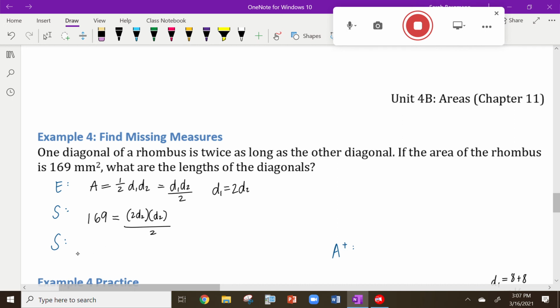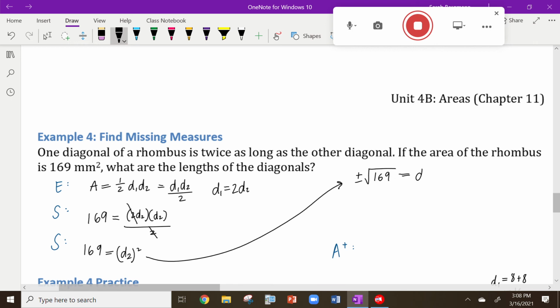Well, actually, before we do that, let's pay attention. I see a 2 in the numerator and denominator. I can go ahead and cancel those out. So I get 169 equals D2 squared, because D2 times D2 is D2 squared. Let's go to the other side here to give us more space. How do we get rid of a squared? Well, we have to square root both sides. When I take the square root of 169, that gives me 13.